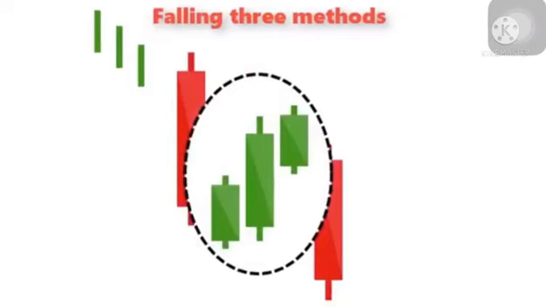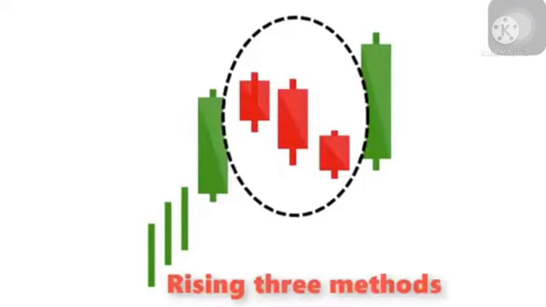Falling 3 methods. 3-method formation patterns are used to predict the continuation of a current trend, be it bearish or bullish. The bearish pattern is called the falling 3 methods. It is formed of a long red body, followed by 3 small green bodies, and another red body. The green candles are all contained within the range of the bearish bodies. It shows traders that the bulls do not have enough strength to reverse the trend.